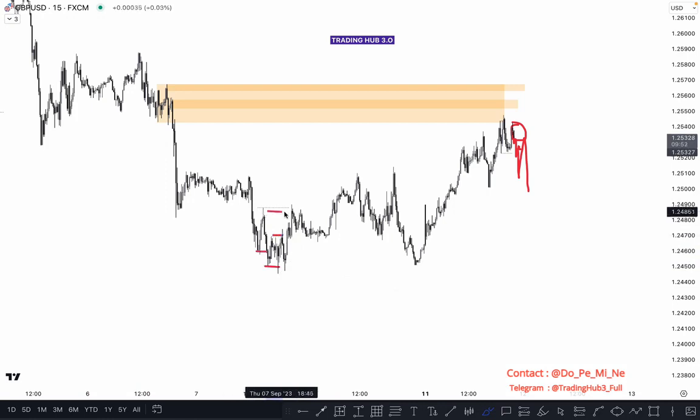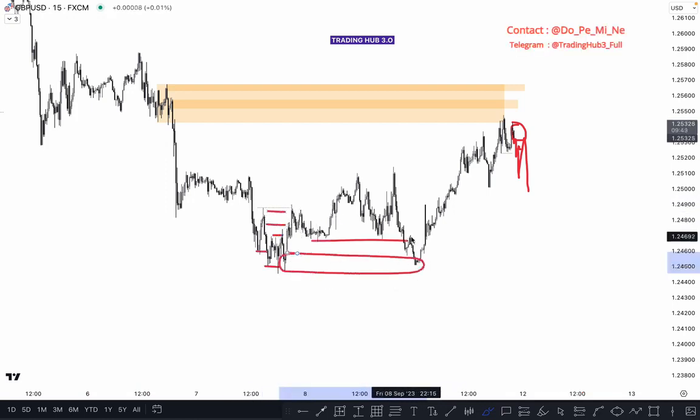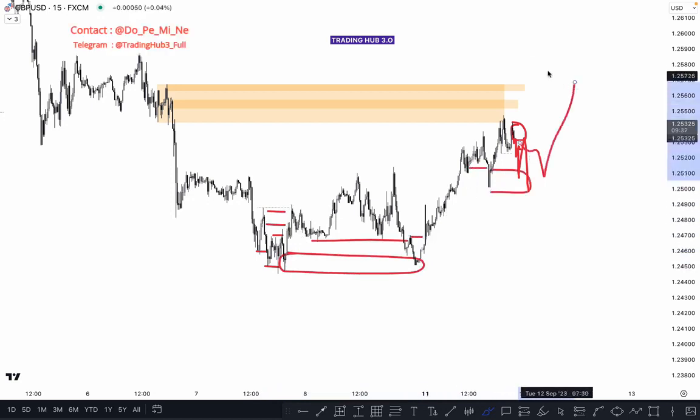Break this one. This is a decisional PO3 which has failed here. Extreme PO3 mitigated, go higher, break this one and taken out the liquidity. We are looking here for a buy to the upside.